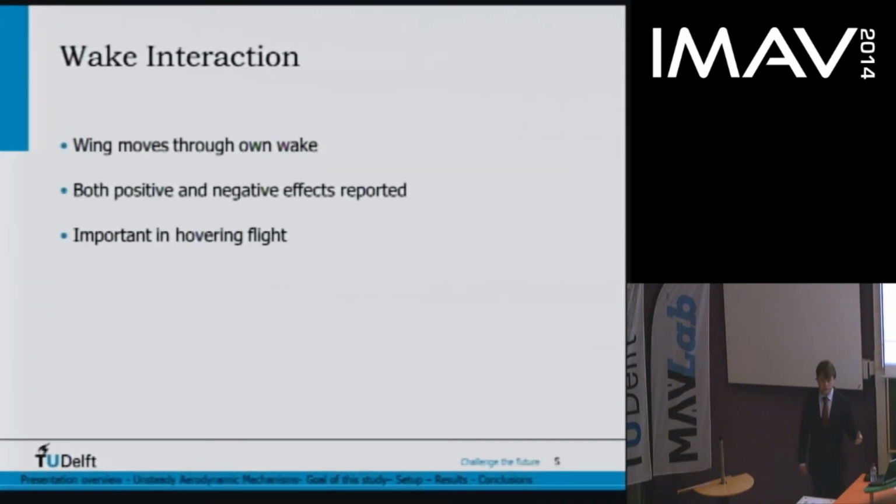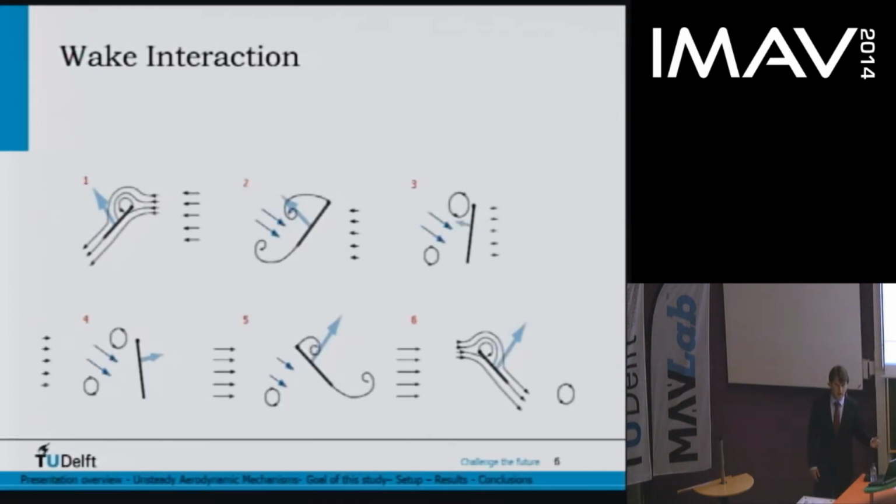Second, wake interaction. Well, inherent to flapping flight is that, especially when you're in hover, the wing constantly moves through the wake left by the previous stroke. Now, this can have both positive and negative effects on the generation of lift. And we have to see which one applies for this case. A quick example of how this would generate a positive effect on the lift.